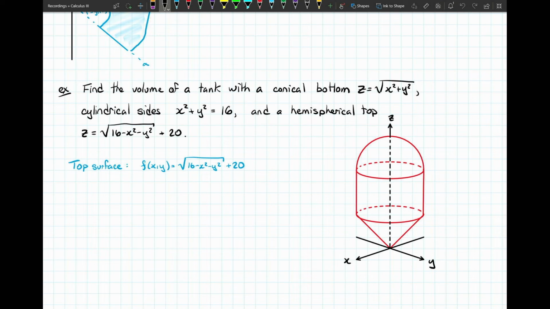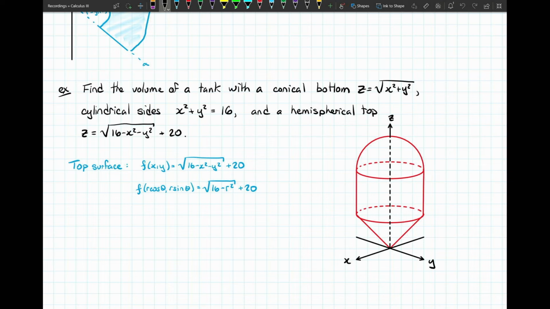X squared plus y squared is equal to r squared. So in polar coordinates, we can actually see that this is the square root of 16 minus r squared, all plus 20. That doesn't necessarily look a lot simpler, but let's hope that this is going to be easy to integrate over this region on the polar plane.